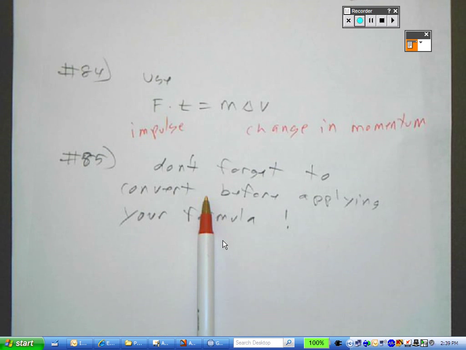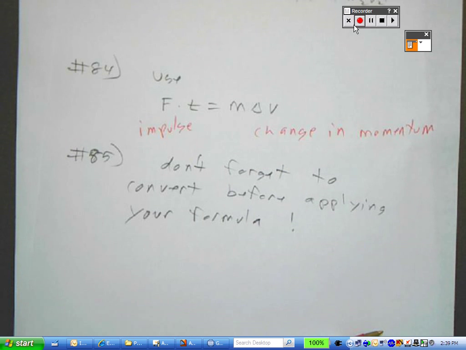So number 85 is pretty easy to do if you remember to change so that everything's in kilograms, meters, and seconds. I think that'll help you a whole lot. Thanks.